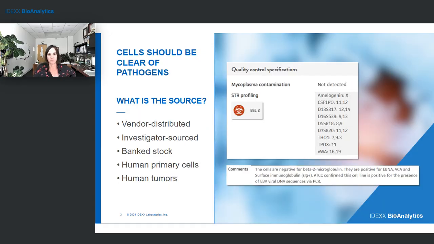For step 1, I said cells should be clear of pathogens, but when evaluating cellular pathogen status, the source can be a little bit helpful when you're setting expectations. For example, the cells that are shown here came from a vendor, and they come with the information that the cell line is positive for EBV. If the source is shared cells from other investigators, previously banked cells, or primary cells or human tumors, then further testing for human pathogens is going to be very essential.